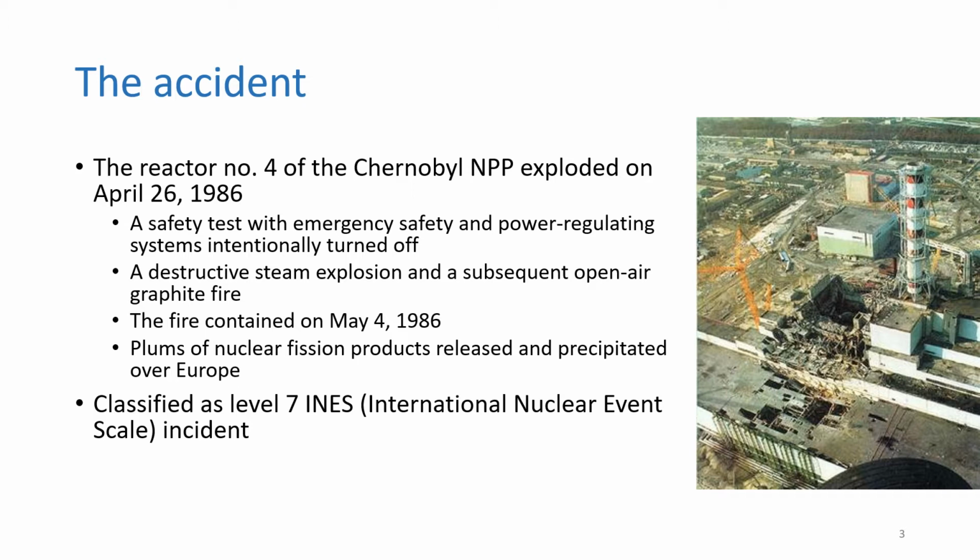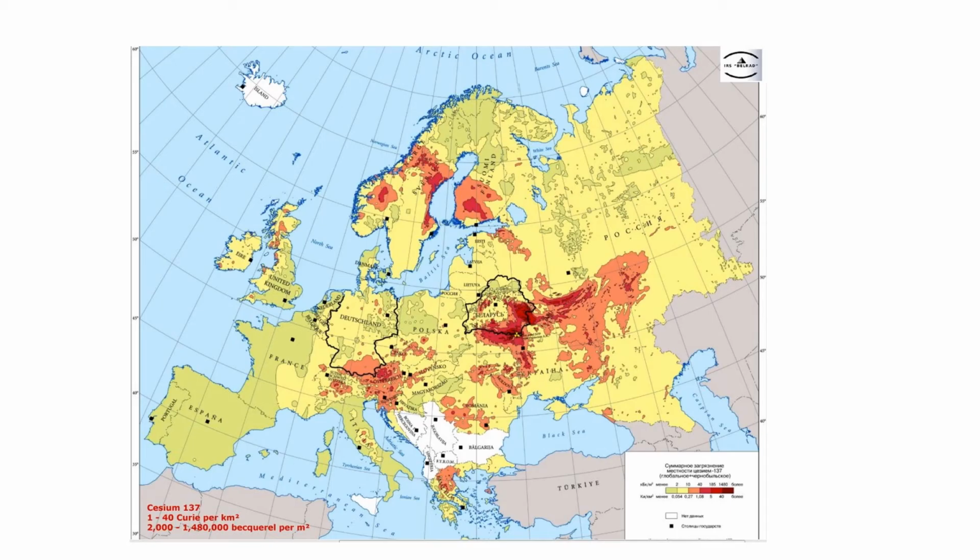And what is important, the plumes of nuclear fission products were released and precipitated over the whole of Europe. The plume reached higher tropospheric levels, and it really traveled across the whole European continent, as you can see on this map. This map shows the distribution of cesium-137. This is a widespread and lighter radioactive element, and it can travel over larger distances. Also, it's very hazardous to human health. And virtually no place in Europe was left unaffected by the Chernobyl explosion.